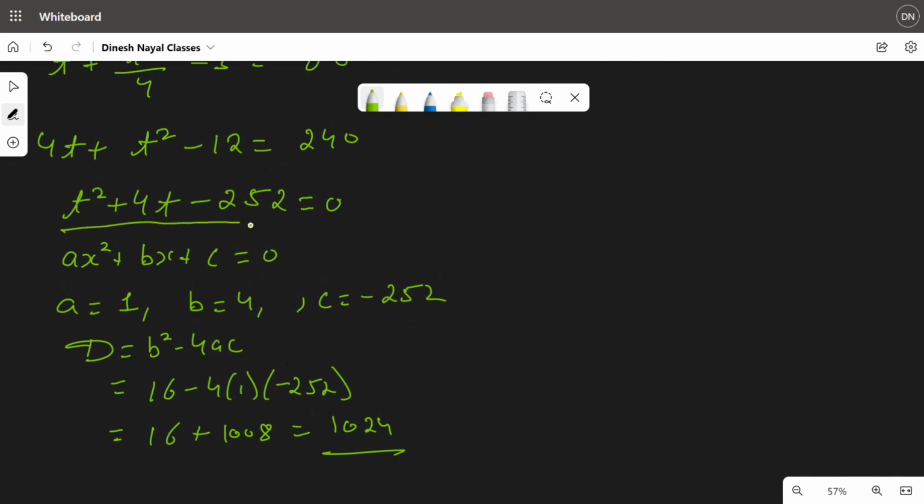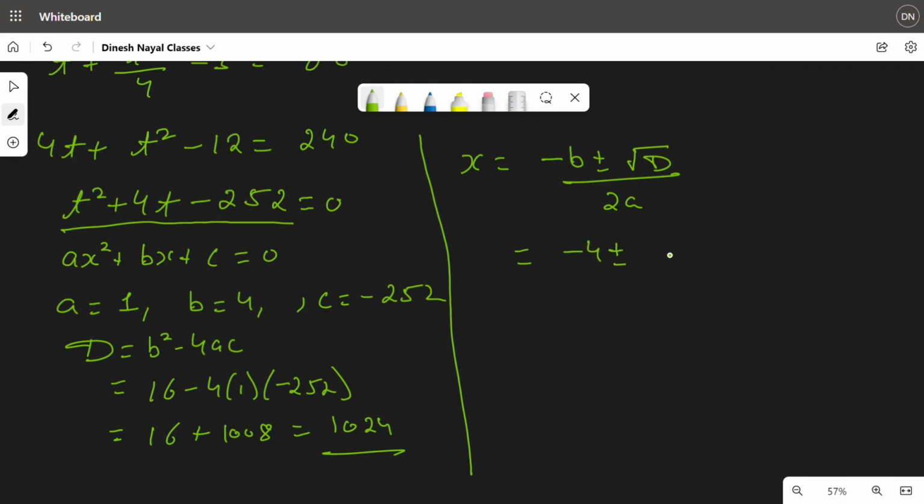Now applying the formula for the quadratic equation. I am taking x, though I should have taken t, but that's fine. x equals minus b plus minus root d by 2a. So minus b is minus 4. This will be minus 4 plus minus root d, which is root 1024. So we can find the under root of 1024. First of all, writing 2, since a is 1, this is 2a. Now using the division method to find the square root of this.